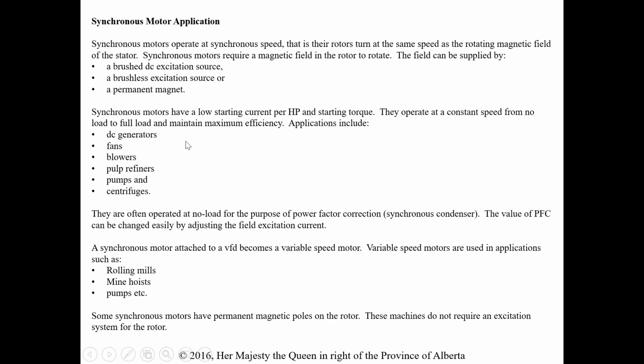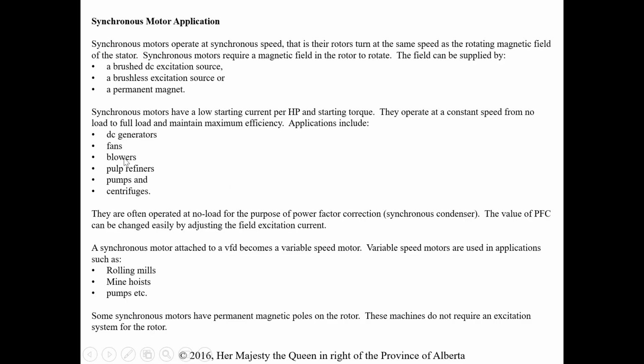They have low starting current per horsepower and low starting torque as well. They don't have a good time starting, so we have to aid their starting, and they definitely don't like to be started under load. They can operate at a constant speed from no load to full load and maintain maximum efficiency. Constant speed is obviously a benefit of it.